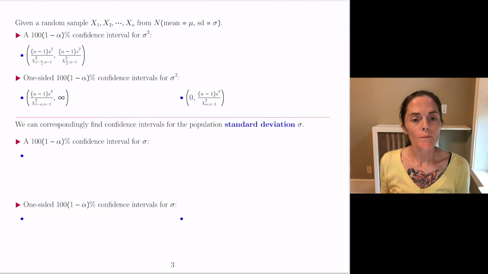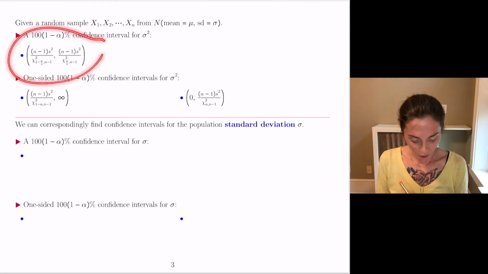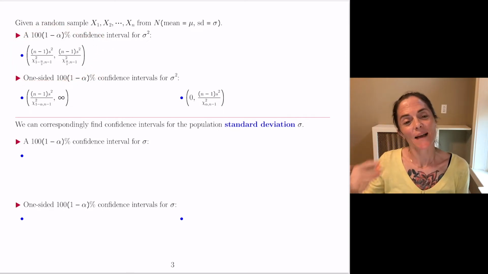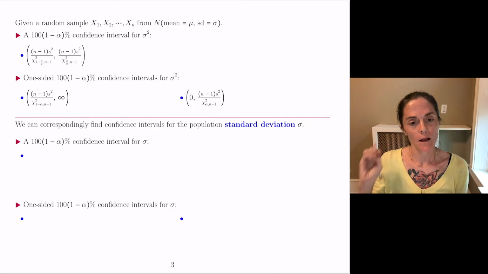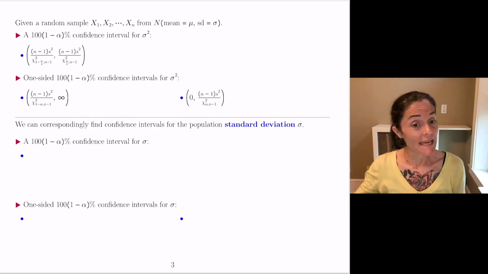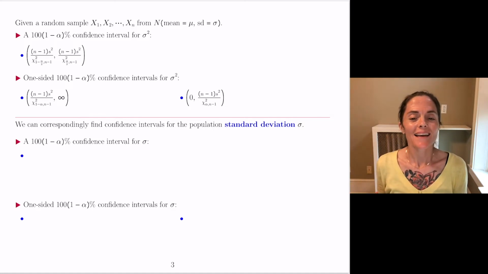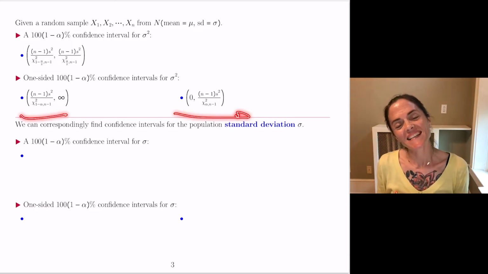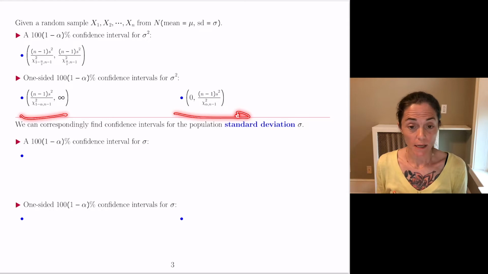Fantastic. Now, this is exactly what we just wrote. I have it nicely typed here. This was our 100 times 1 minus alpha % confidence interval for the population variance. And similarly, we can construct these one-sided 100 times 1 minus alpha % confidence intervals for the population variance.